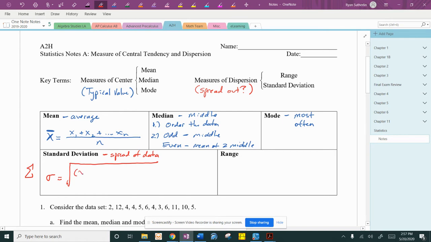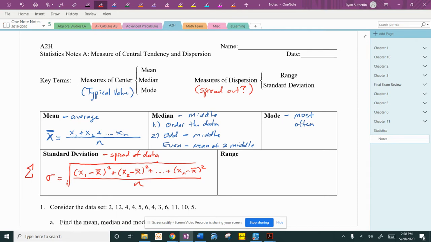So the deviations is, if I take my first data point, I subtract the mean, I square it. Then I take my second data point, I subtract the mean, I square it. And I do this all the way until that last data point, and I'm finding the average of those, so I divide by n, and then I take the square root of that. And what that allows is, if I'm taking the square root of something I've squared, I'm getting rid of negatives, so I know my answer is going to be positive.